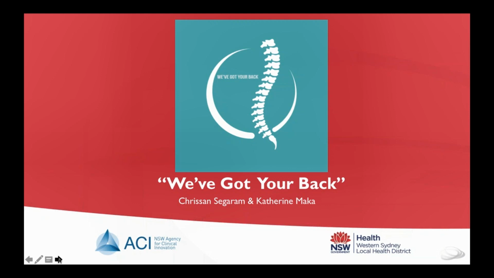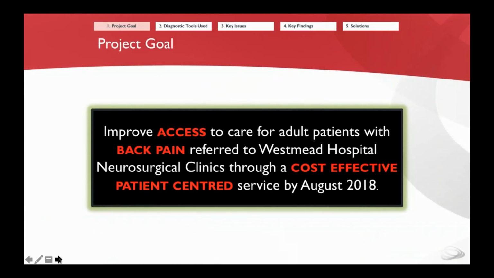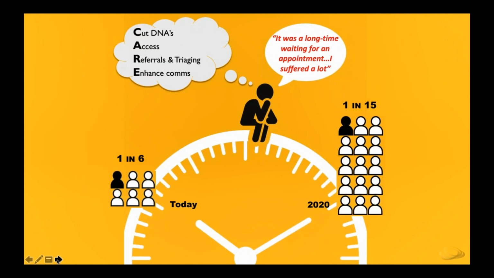It was an example of a neurosurgical clinic, where they wanted to look at access to care for adult patients with back pain, and how to implement a more cost-effective, patient-centered service by August 2008. They found there was a real problem accessing the clinic because of a very long waiting time, and people with back pain really suffer. Only 1 in 6 patients were able to access the clinic in a timely manner, but this would drop to 1 in 15, i.e. within 12 months, because of the waiting times.